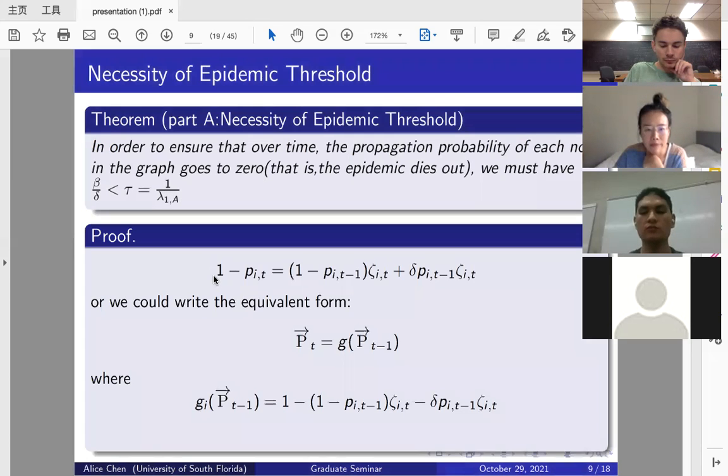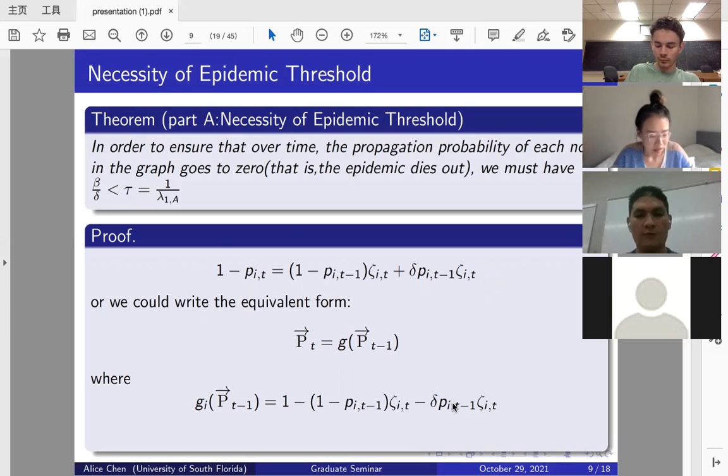Okay. So we have this scheme we derived earlier, and actually the left-hand side is at time step t, and the right-hand side is at time step t minus 1. So it gave us an inspiration. We can write it into the equivalent vector form like p_t equals some function g of p_{t-1}. And the function g for a node i is derived like this. We just move the constant to the right-hand side.